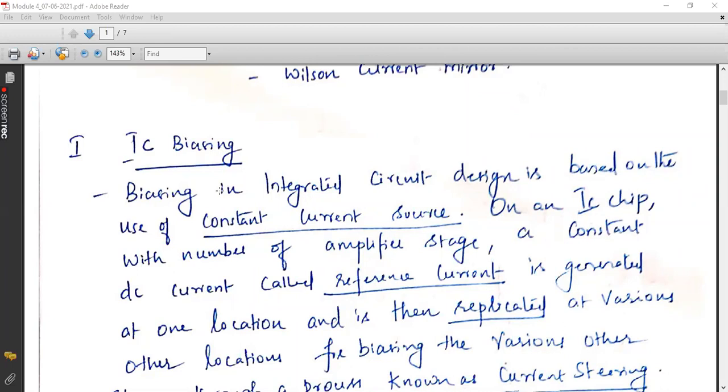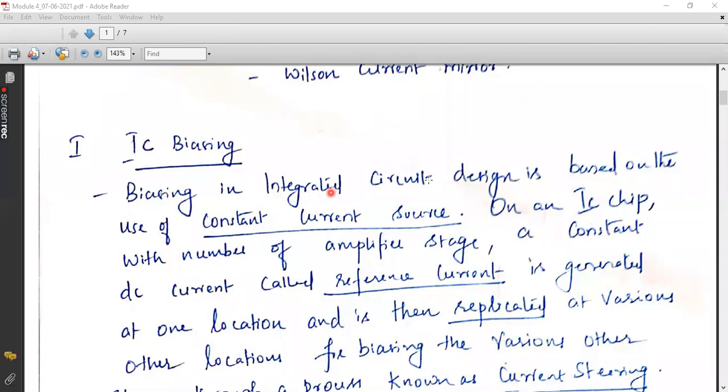But if you take an IC as such, we know that in an integrated circuit we will always have many circuits connected together. So for biasing an IC, instead of biasing one circuit, we are going to bias an entire IC, right? In an IC we have a number of circuit stages connected together. So in that case, we make use of a constant current source for biasing purposes. What is the application of a constant current source? A constant current source is used for biasing the integrated circuit.